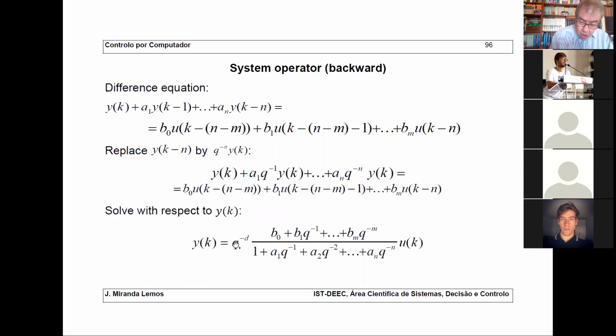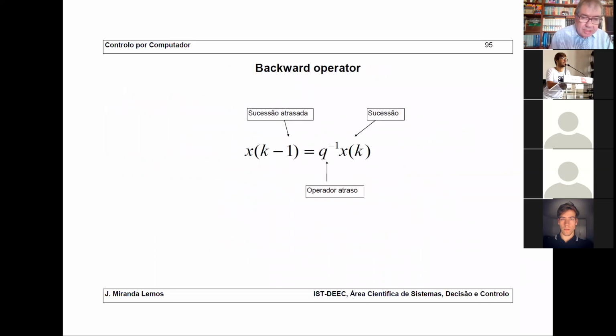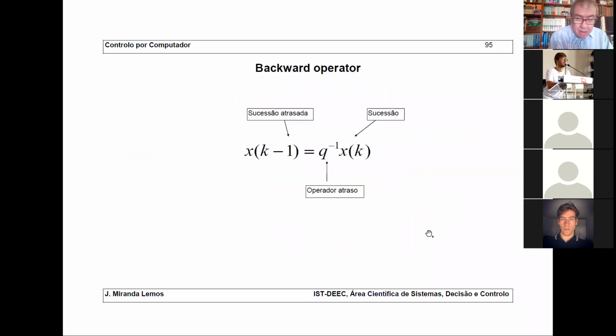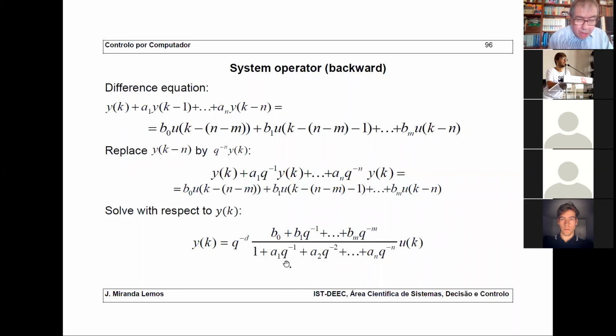Now, this is important because these things are ways of representing your system. When you use the forward shift operator, or when you write your transfer function in Z, all the information is here in B and A. But if you write your equation in the delay operator, you have to add the extra information about the delay. So it's not enough to have this polynomial and this polynomial. You also have to add the delay. Okay, remember that.